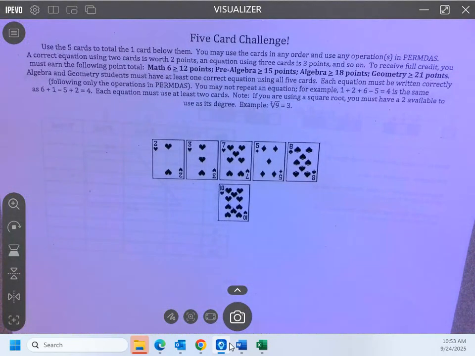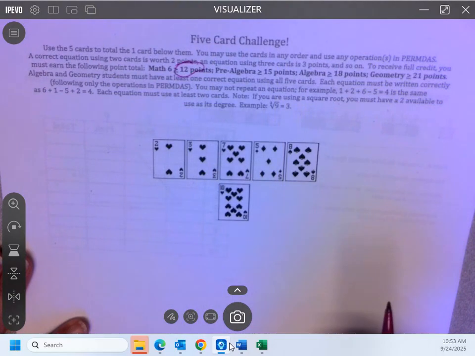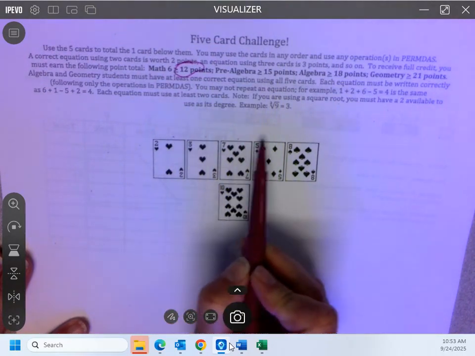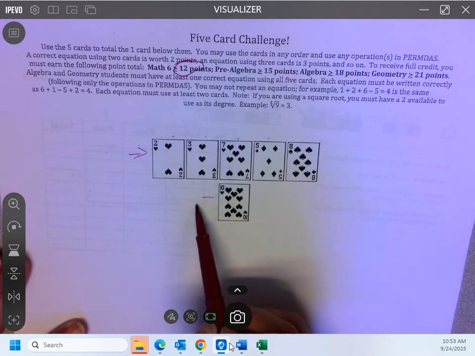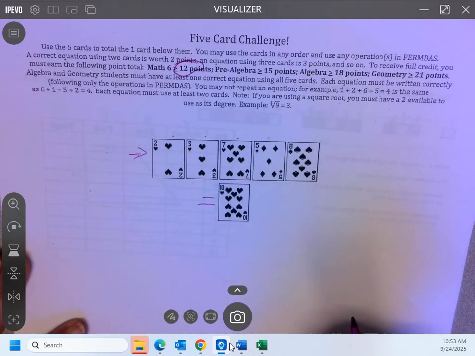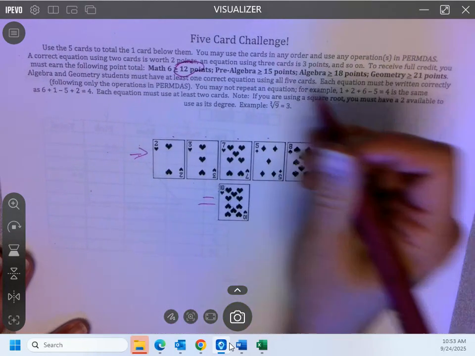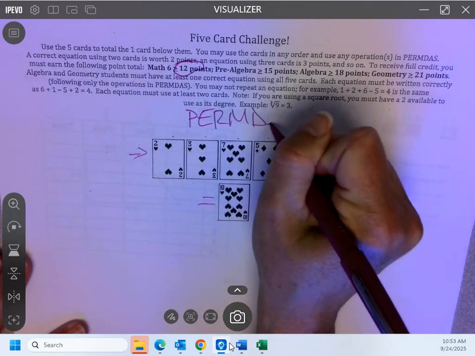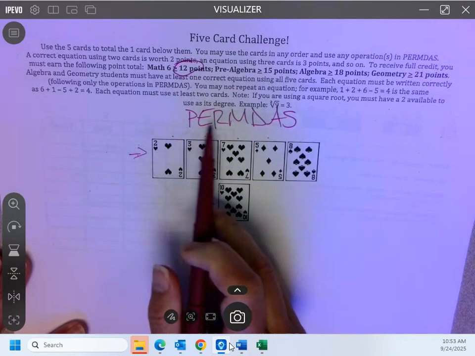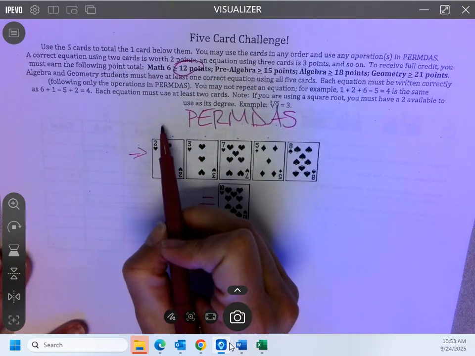Okay. Next is our 5-card challenge. Remember, Math 6 needs 12 points. You can use any order of operations using the cards on top. They need to equal that number 10. So whatever combinations you come up with, you can use any order of operations from PERMDAS: parentheses, exponents, radicals, multiplying, dividing, adding, subtracting.